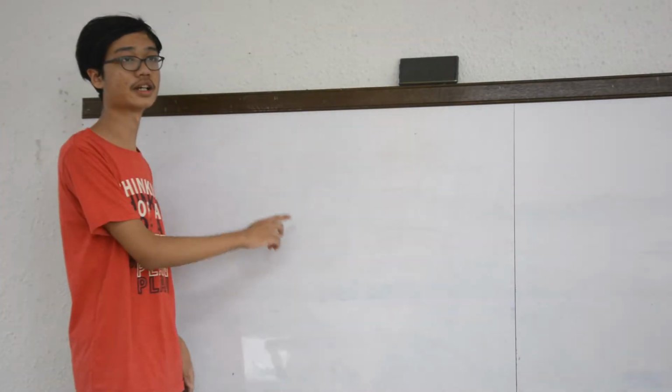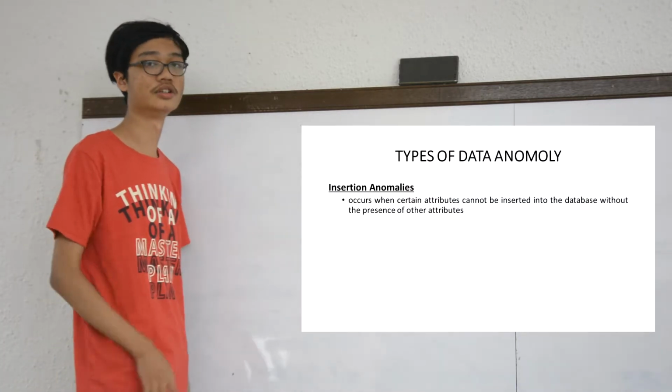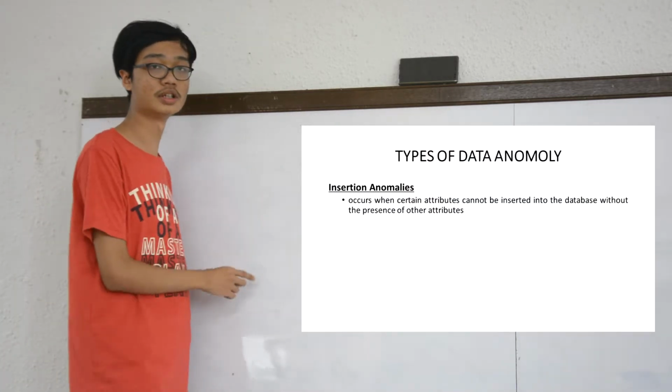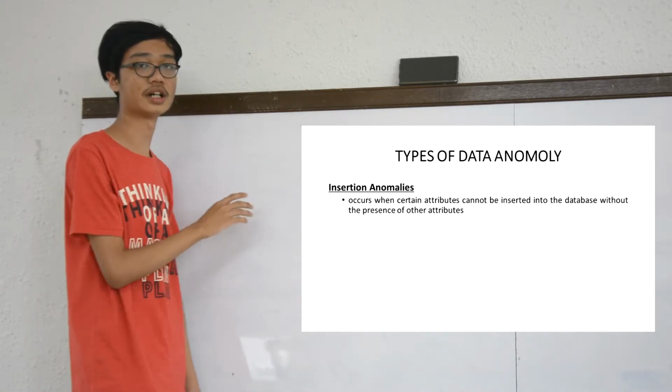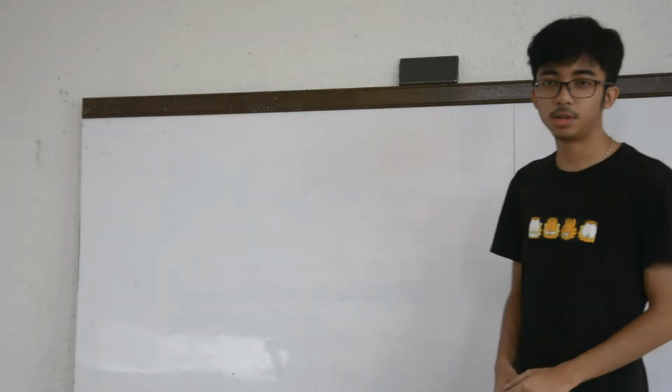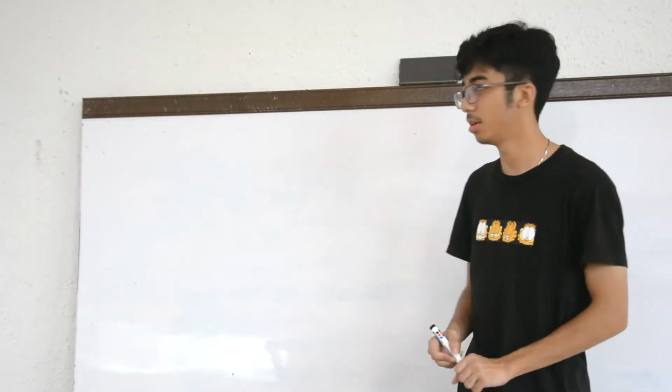Okay, now we're going to the second type of data anomaly, which is insertion anomalies. Insertion anomalies only occur when an attribute cannot be inserted into the database without the presence of other attributes. So now I'll give an example of insertion anomaly.